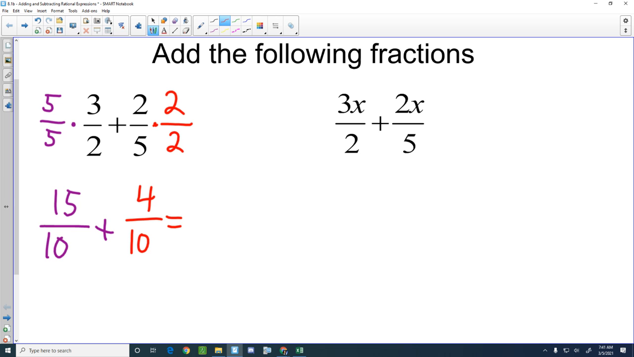Now we can add or subtract these fractions. They have the same denominator. And so if I have 15 tenths and I add 4 more tenths, how many tenths do I have altogether? Just add straight across the top, right? Once the denominators are the same, you keep that same denominator and just add the numerators. And 15 plus 4, that's going to be 19. Box that up.